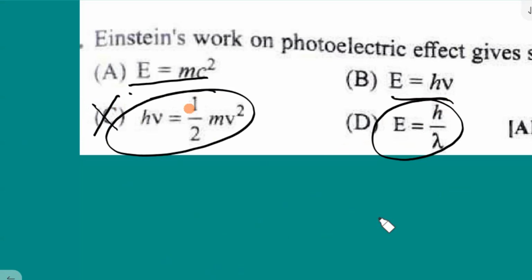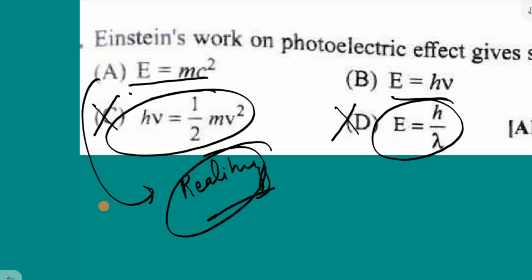So basically option C and D are the wrong relation, and option A and B are the right relation here, but option A is related to theory of relativity, and that does not come in under photoelectric effect. So option A is also neglected. So option B is the only right answer here.